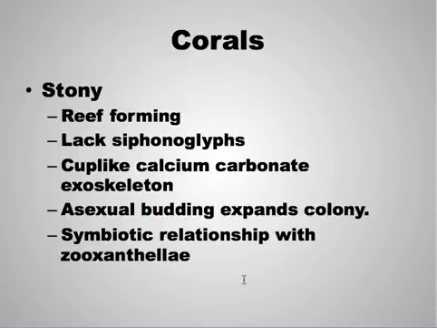Corals. The corals produce a skeleton out of calcium carbonate. So they're actually living there, and then they produce the skeleton around them. They reproduce by asexual budding. That's what expands the colony. And they have a symbiotic relationship with zooxanthellae, which is an algae.